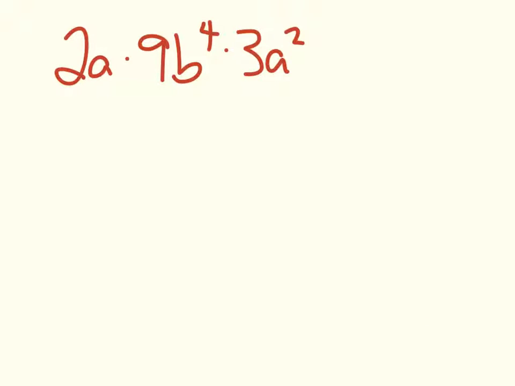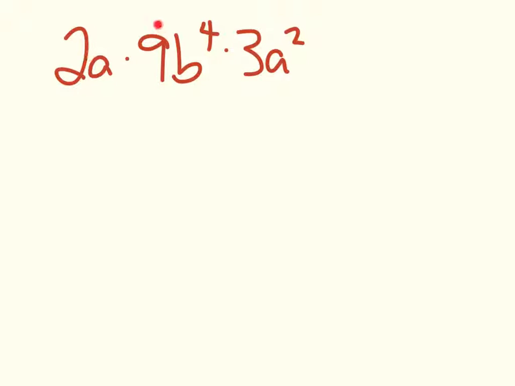So here's a second example. This one's a little bit bigger than the last one, and there's 2 different variables in it now. I'd like you to pause the video and write down what you think this simplifies to on the paper sitting in front of you. So remember, this is 2 times a, times 9 times the power b to the 4th, times 3 times a squared.